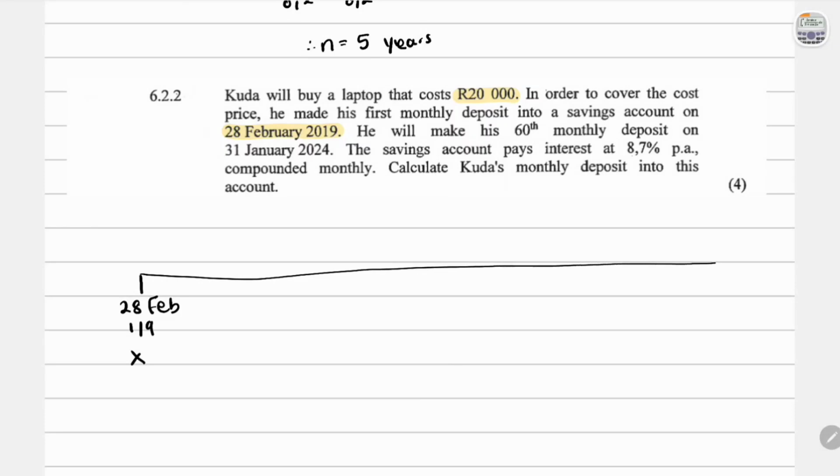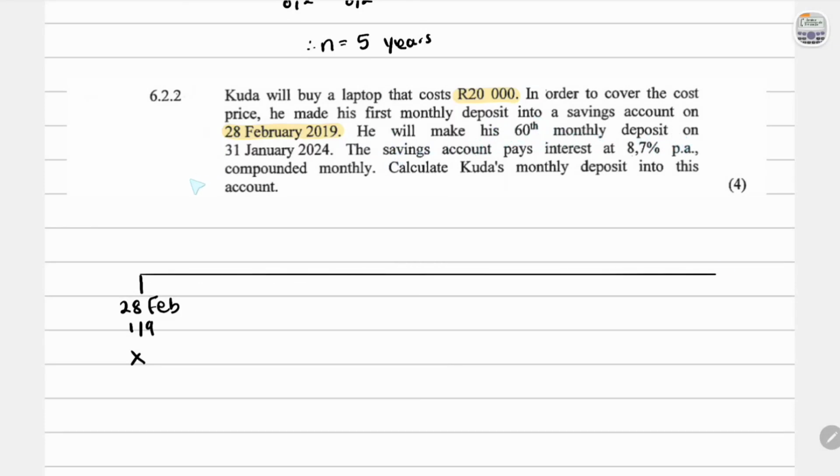And this goes on, and they say he will make his 60th monthly deposit on 31st January 2024. So this is on 31 Jan 2024. So that will be exactly 5 years of depositing because the 60th one is here. Okay, and the first one is here. The savings account pays interest at 8.7% per annum compounded monthly. Calculate Kuda's monthly deposit into this account.